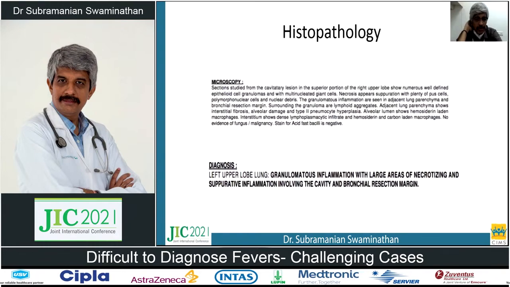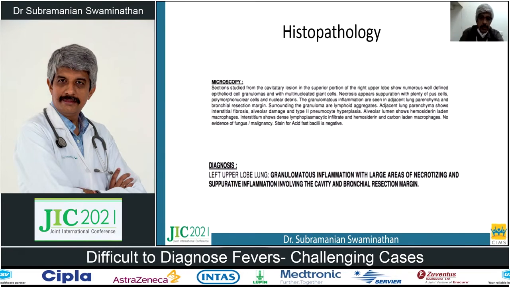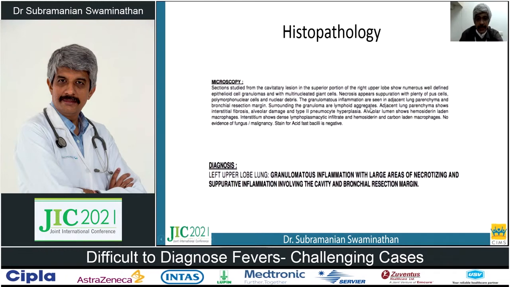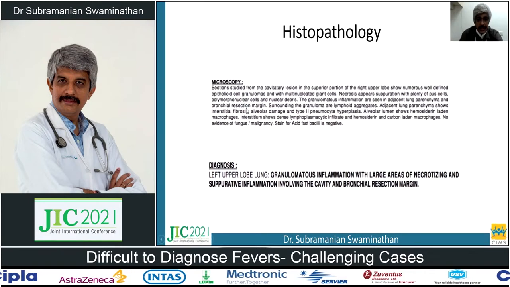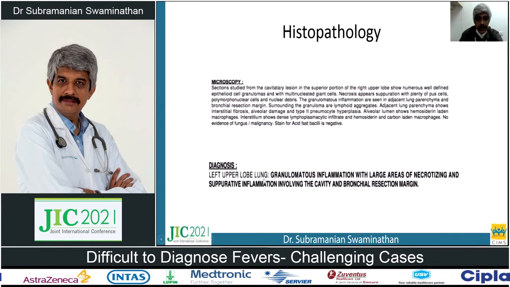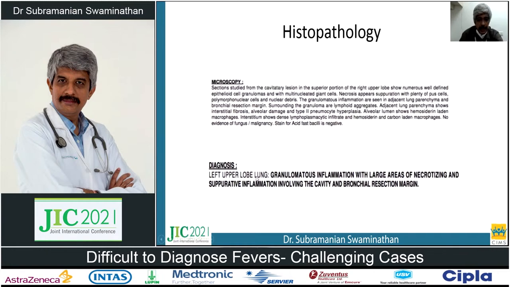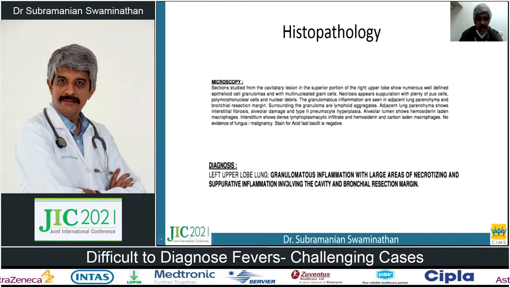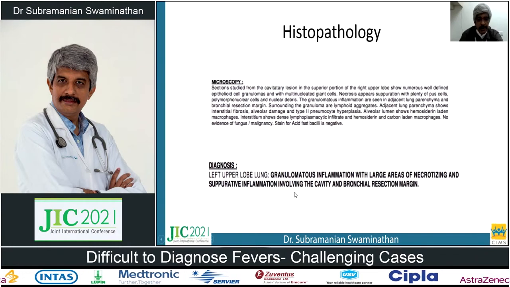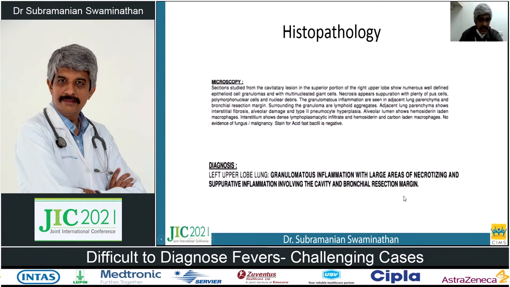So a lot of stuff there. What I would like to focus upon is that there is granulomatous inflammation that you can see. Granulomatous inflammation in the adjacent lung parenchyma and the resection margin. And there is some fibrosis and some alveolar damage. And so it was considered, the final diagnosis, left upper lobe of the lung, granulomatous inflammation with large areas of necrotizing and suppurative inflammation involving the cavity and bronchial resection margin.